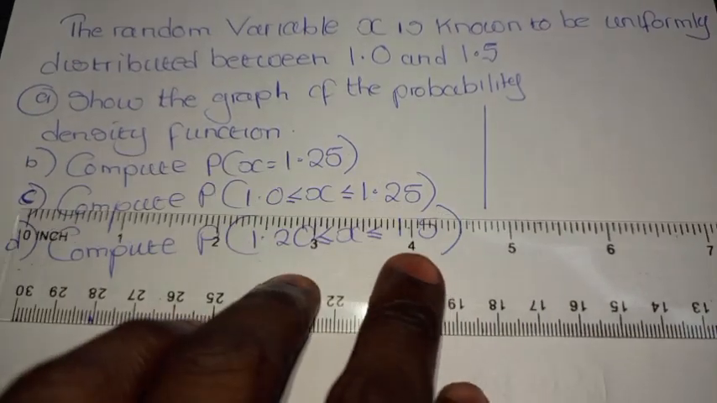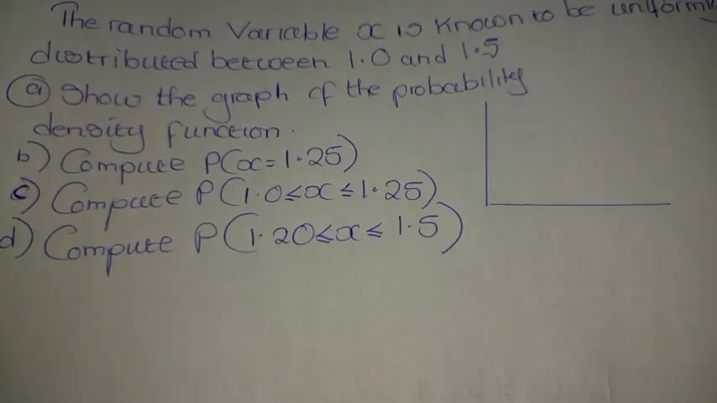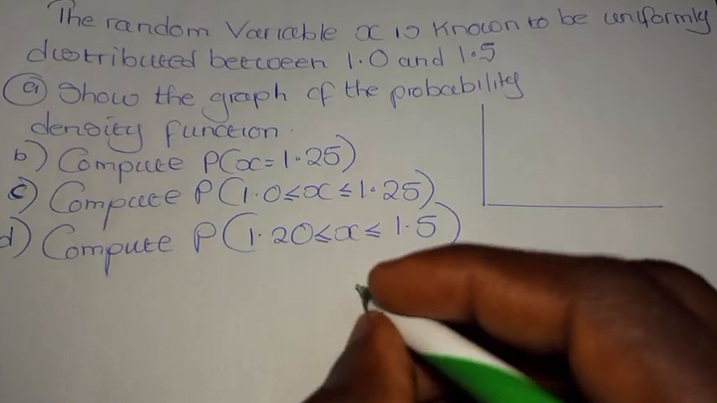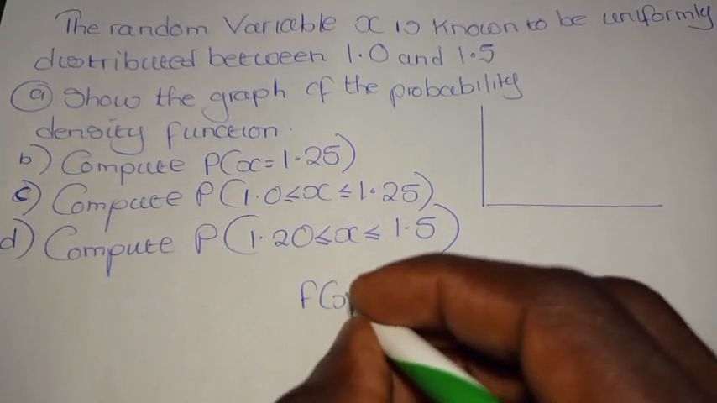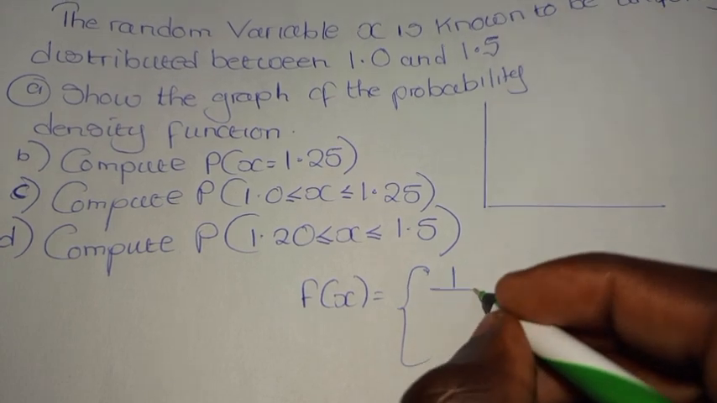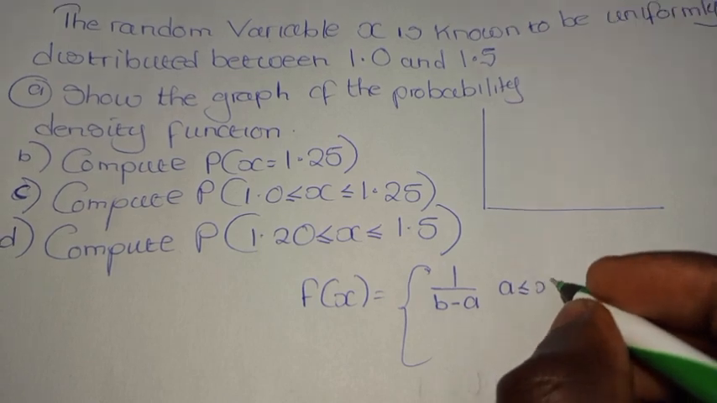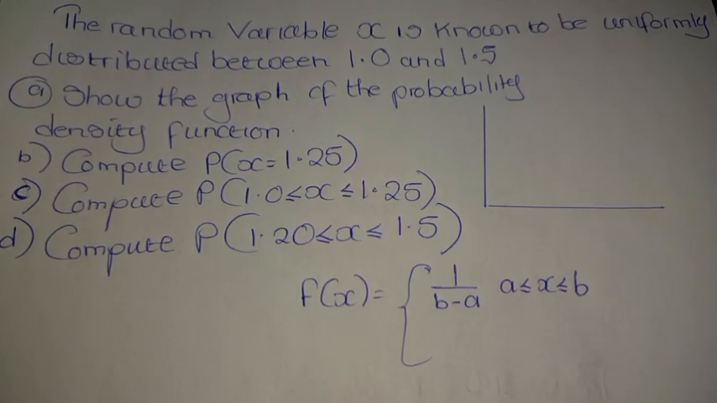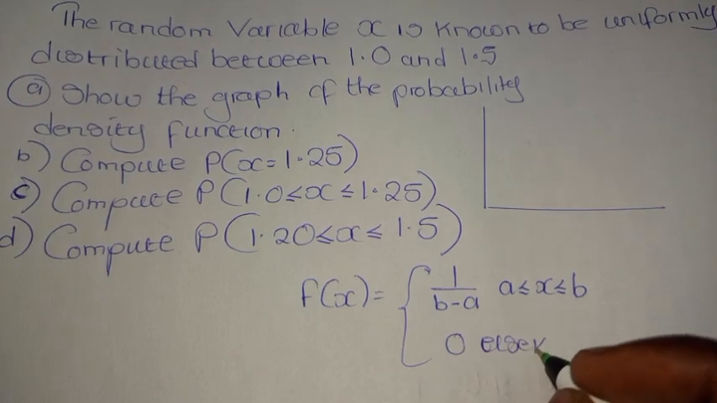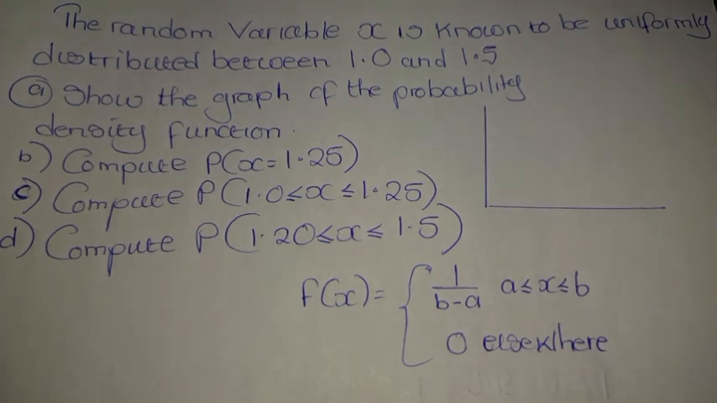So it is easily drawn, where you are only concentrating on these two numbers. Remember, like we said, the probability density function is defined by this expression, 1 over b minus a, where x is between those limits, which are called boundaries, and elsewhere it is 0. So we will now explain why it is 0.